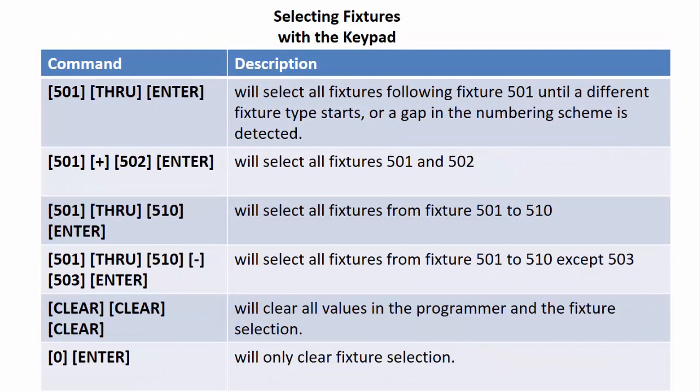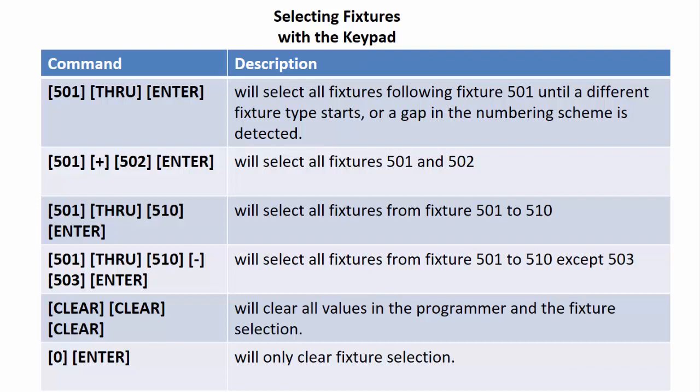So let's talk about the commands of selecting fixtures with the keypad. 501 through Enter will select all fixtures following fixture 501 until a different fixture type starts, or there's a channel gap in the numbering scheme detected. So in this case, 501 through Enter would grab 501 through 512.